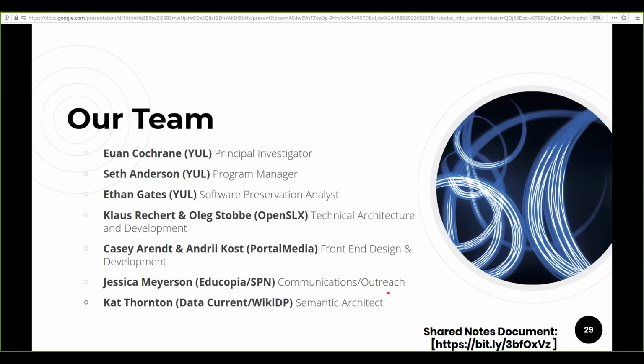Myself, I'm the software preservation analyst for EASY, and so generally documentation, training, and user support for the network is my main focus of work, as well as leading a team of student workers at Yale for creating that initial base of environments to share with the network. Klaus and Oleg are the team from OpenSLX, in Freiburg, Germany, who are continuing on what we call the backend technical architecture and development, improving features for EaaS.